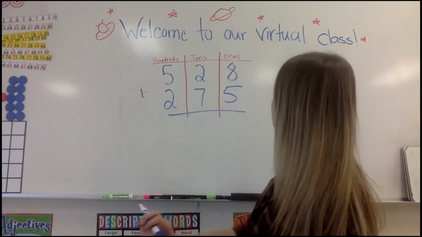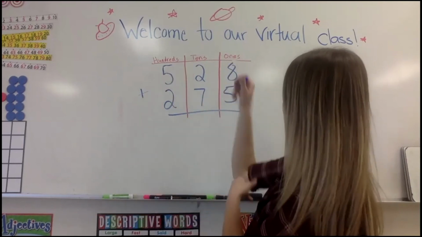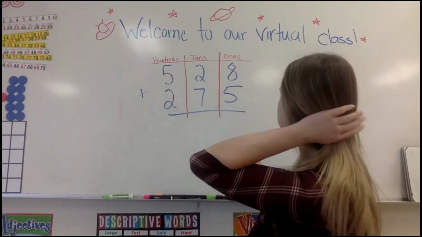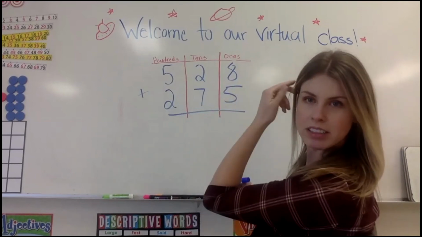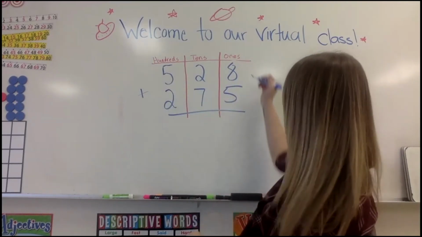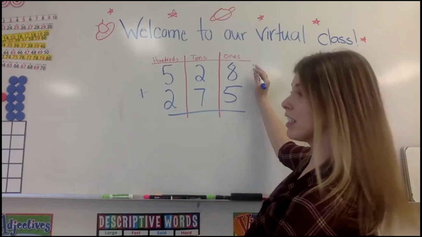Okay, now I gotta start in my ones column again. And now I have some big numbers in my ones column, but that's okay because we can still do it. I have an 8 and a 5.